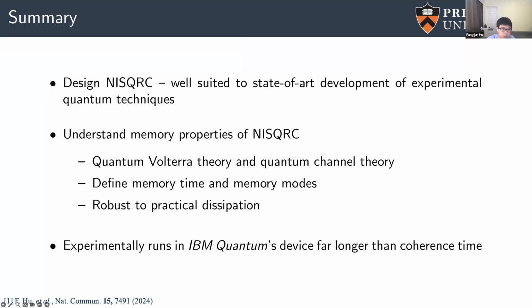And we also add the dissipations in the NISQRC algorithm, and we found that as long as this dissipation is moderate, it's quite robust to the decay or dephasing. And of course, we have some experimental demonstration when we collaborate with IBM Quantum's people. We run that in the IBM Quantum Algiers, which has a running time that is far longer than the coherence time of the device itself.